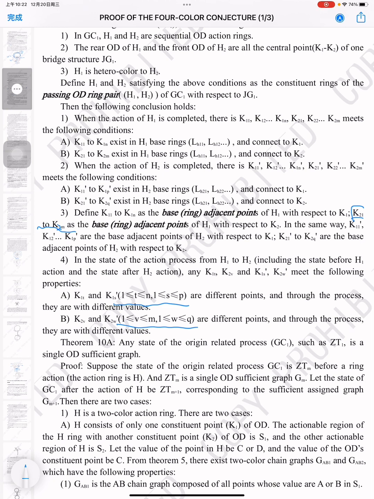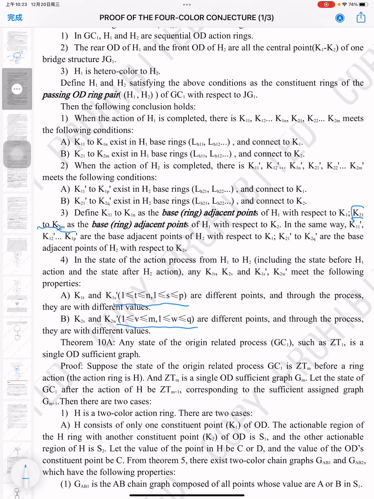Theorem 10a. Any state of the origin-related process GC1, such as CT1, is a single OD sufficient graph. Proof. Suppose the state of the origin-related process GC1 is CTM before a ring action. The action ring is H, and CTM is a single OD sufficient graph GM. Let the state of GC1 after the action of H be CTM at 1, corresponding to the sufficient assigned graph GM at 1. Then there are two cases.